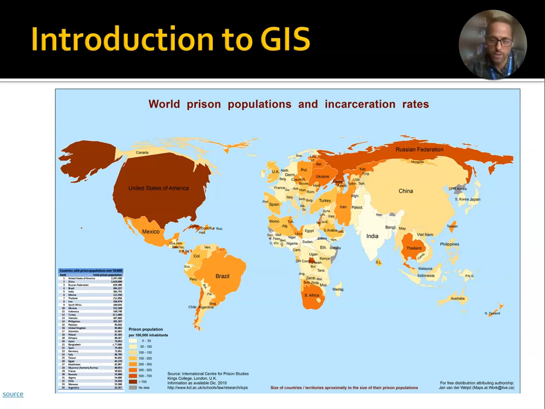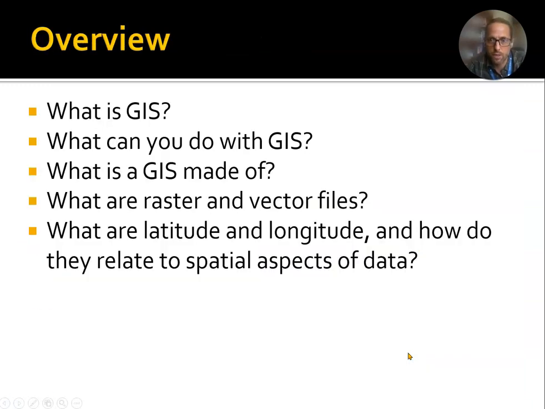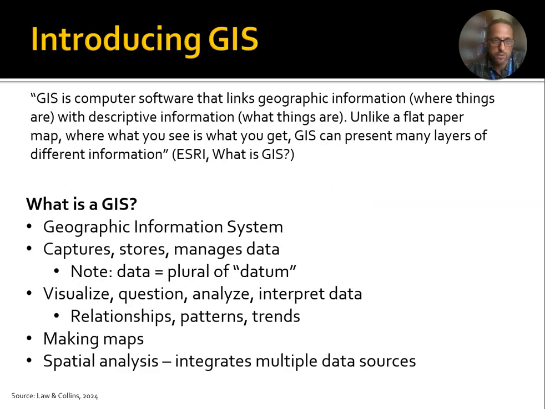So you can tell a lot of different stories with maps, and as we've talked about, that's one of the fundamental aspects of GIS: telling a story with a map. So in this session, we'll go over the basics of what GIS is, what you can do with GIS, what are some of the components of GIS, and then we'll get into some of the basic aspects, talk about raster and vector files, and latitude and longitude.